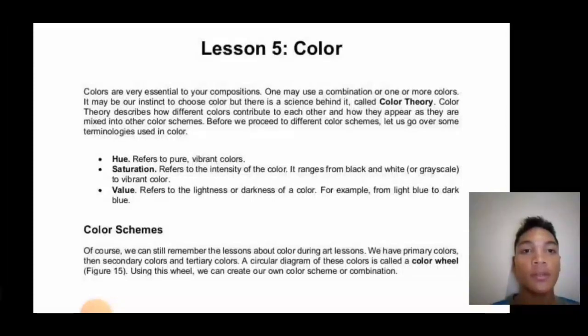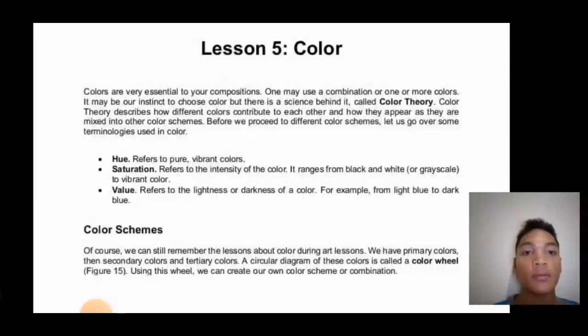Hue refers to pure vibrant colors. Saturation refers to the intensity of the color. It ranges from black, white, or grayscale to vibrant color. Value refers to the lightness or darkness of a color, from light blue to dark blue.